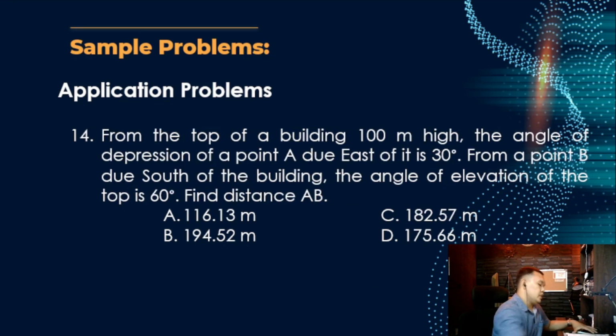Problem number 14. From the top of the building, 100 meters high, the angle of depression of a point A due east is 30 degrees. From a point B due south of the building, the angle of elevation of the top is 60 degrees. Find the distance AB. Okay.